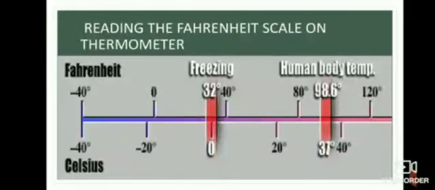Now let us see reading the Fahrenheit scale on the thermometer. Note the temperature difference indicated between the two bigger marks. Also note down the number of divisions between these marks. Suppose two consecutive bigger marks differ by 1 degree and there are 5 divisions between them, then one small division is equal to 1 by 5, that is 0.2 degrees Fahrenheit.